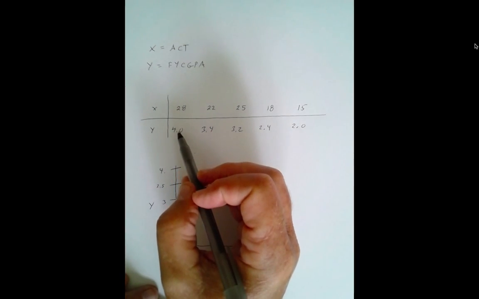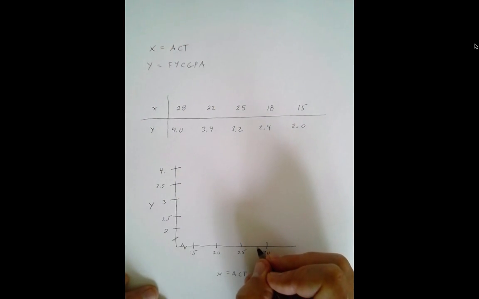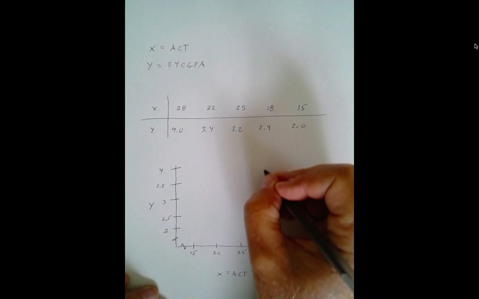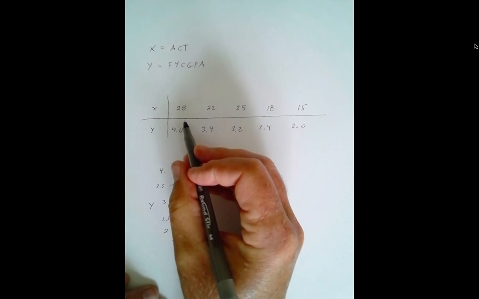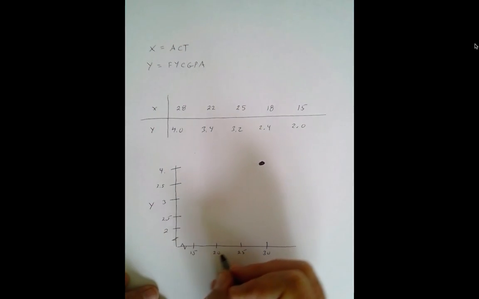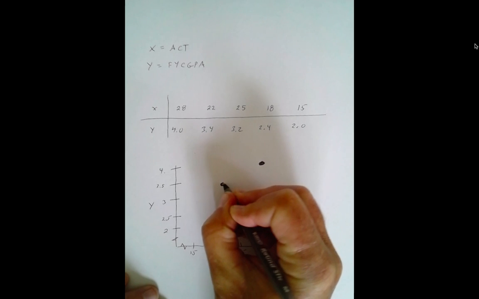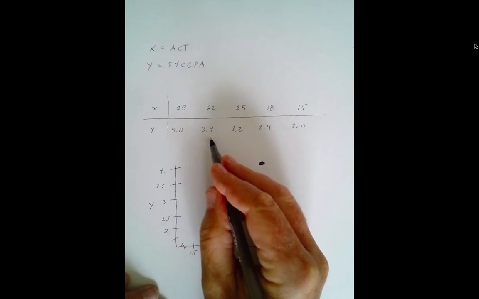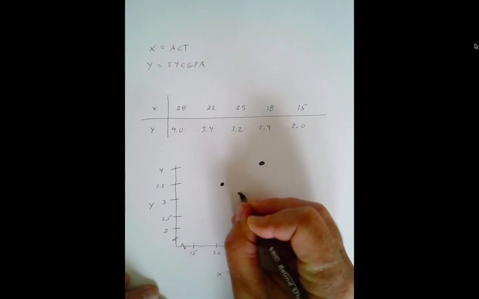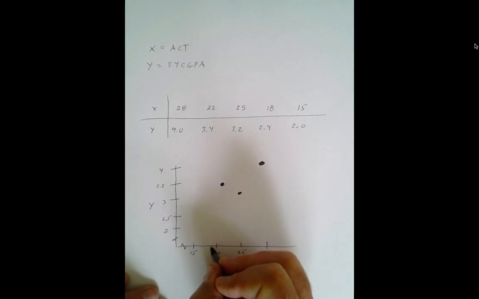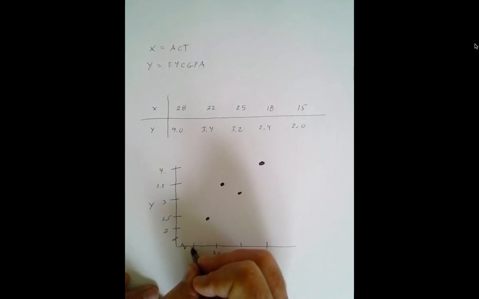So this guy right here, or girl, I have no idea, I don't have gender, at a 28, so I'm going to come out here to 28. I'm going to go up to 4.0. And that point represents this student. 22, 3.4, so 22 is about right there. 3.4 is about right there. That point represents that student. 25, 3.2. 18, 2.4. And 15 is a 2.0.